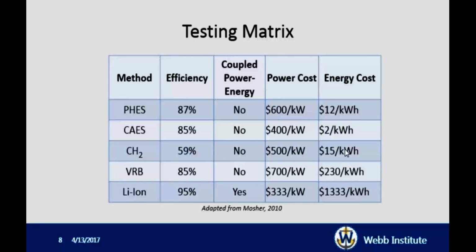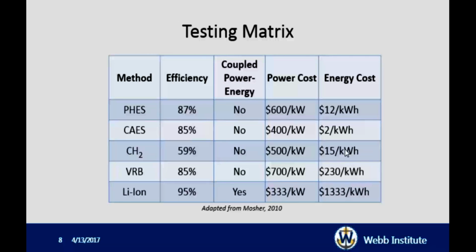The third one there, CH2, is compressed hydrogen. In this case, we take our excess energy, we electrolyze hydrogen from common seawater to then capture the hydrogen and oxygen that we get from it. We store the oxygen and hydrogen in tanks, and then when we need the energy back, we take the hydrogen and oxygen, put it through a fuel cell, and then we can produce our electricity directly. The fourth one, VRB, vanadium redox flow batteries.